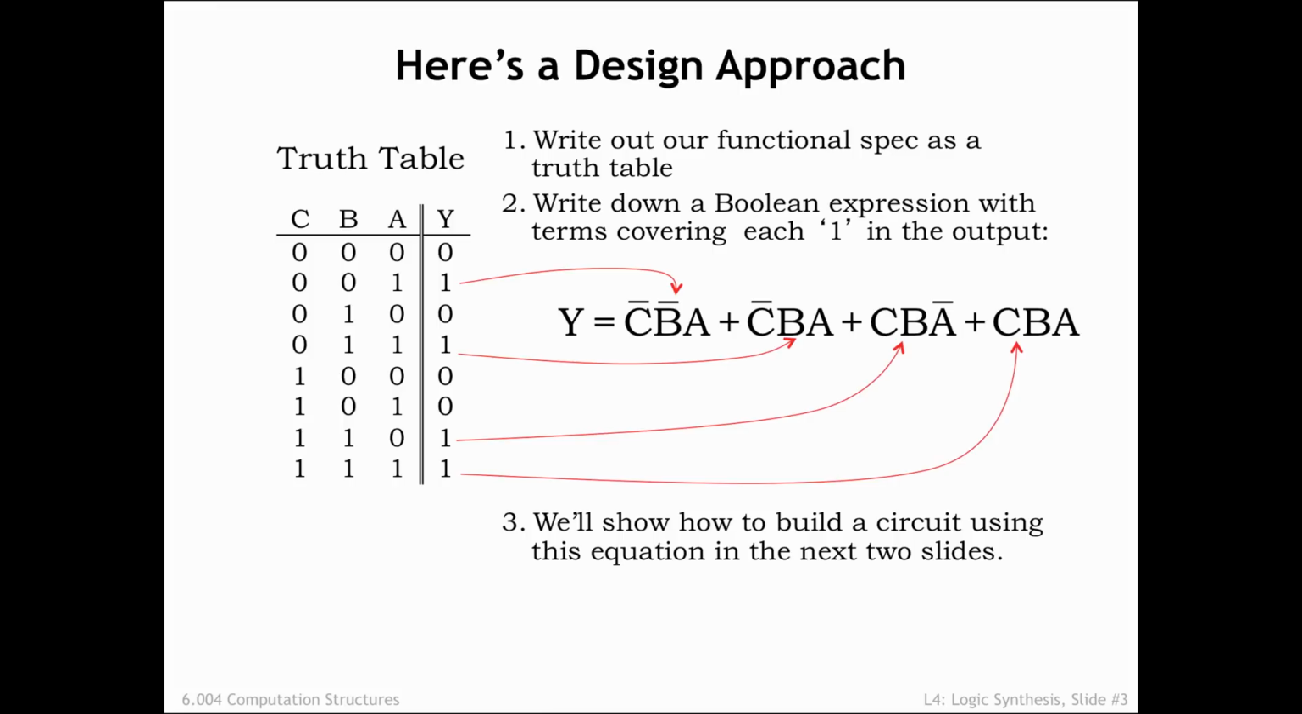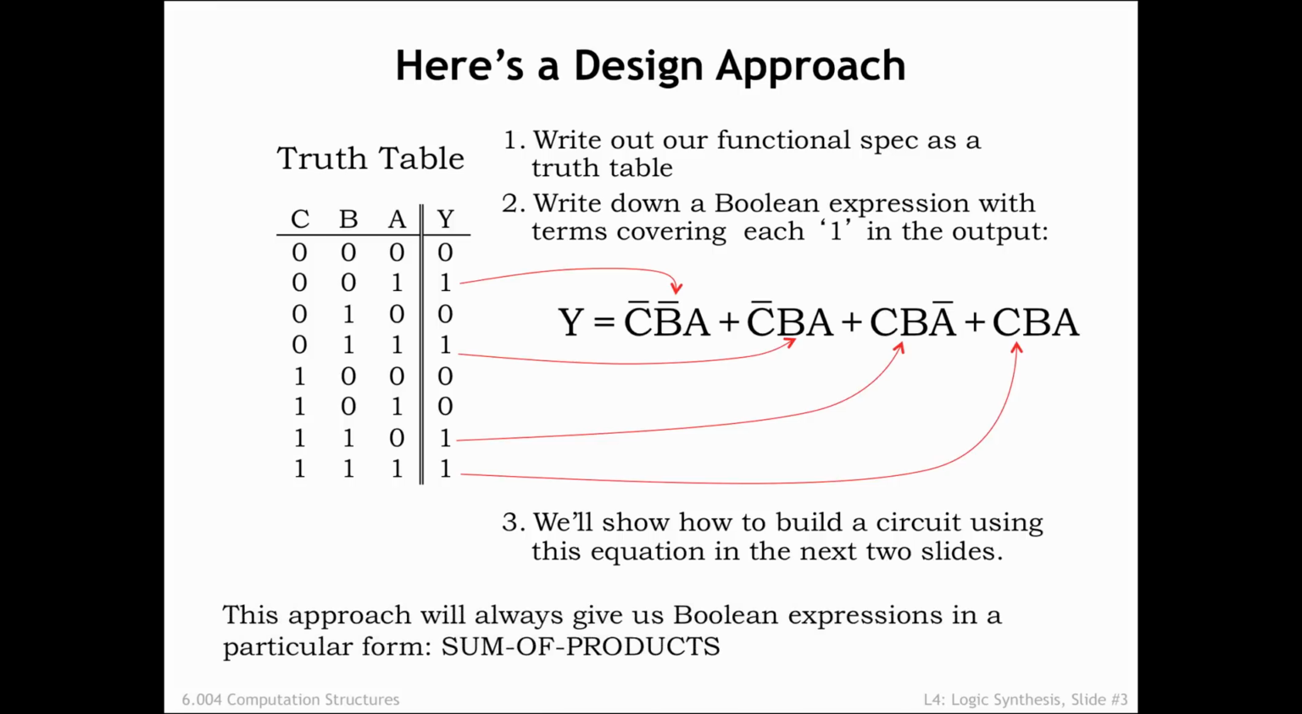and 8. The approach will always give us an expression in the form of a sum of products. Sum refers to the OR operations, and products refers to the groups of AND operations. In this example, we have the sum of 4 product terms.